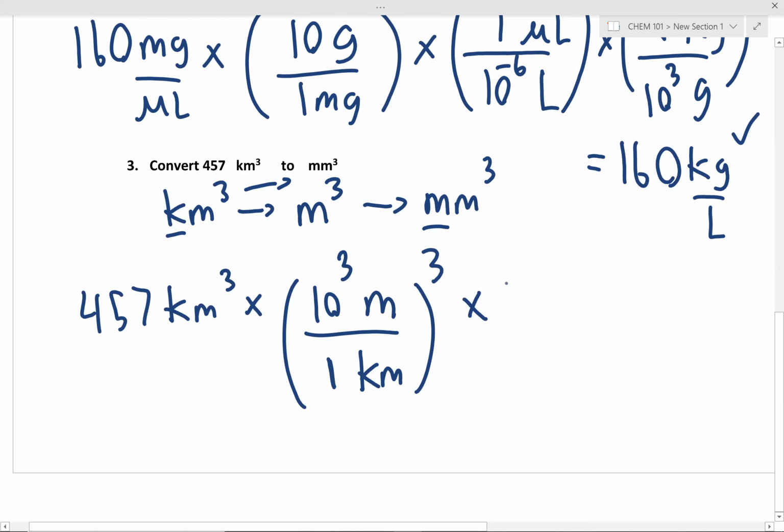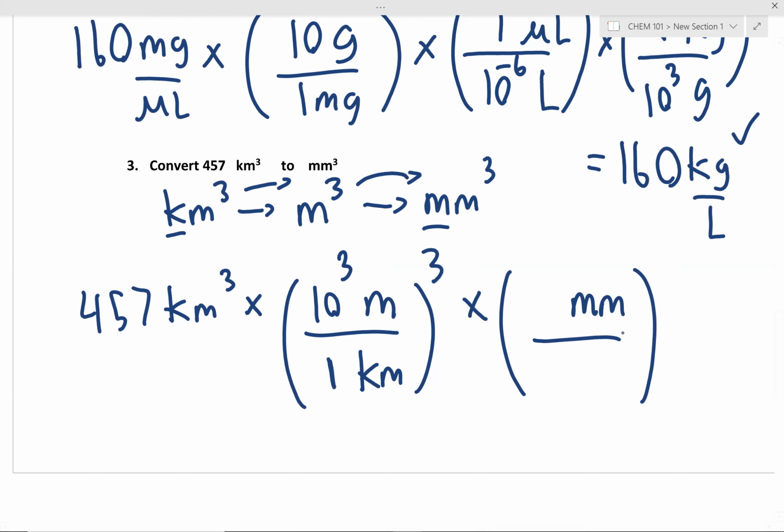Okay, let's repeat this process. In the next step, we're going from meter to millimeter. So what units are going to go on top? Millimeter, yep. And what units are going to go on the bottom? What units are we going from? Meters. Okay, good. So in 1 millimeter, we have how many meters? What power of 10 does milli correspond to? 10 to the negative third. Yep.